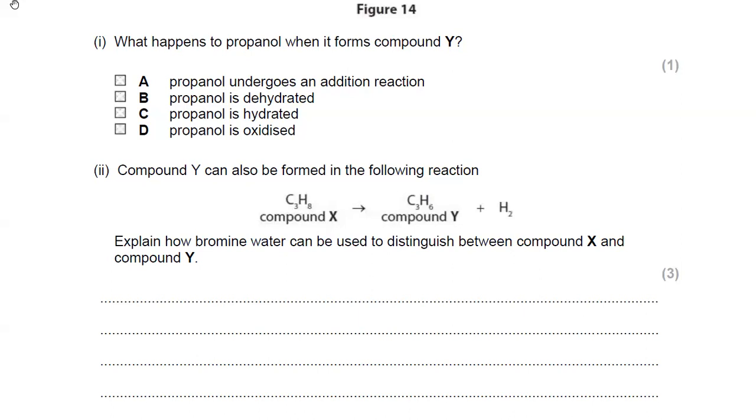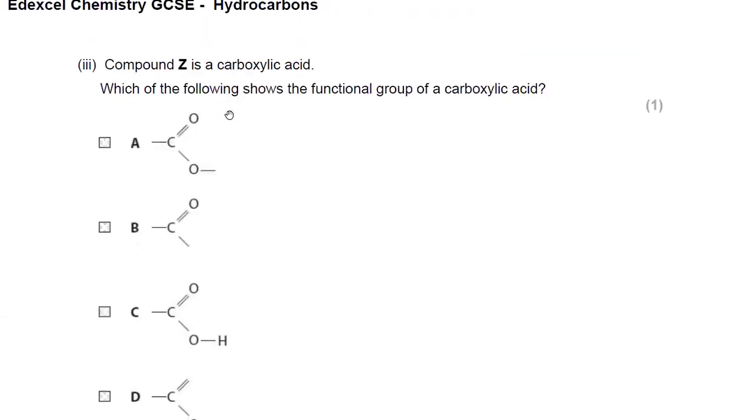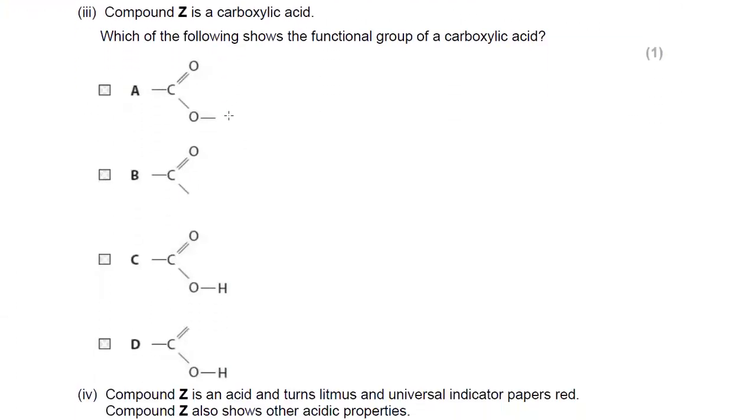Miss, in compound X, bromine water will not change color, it will stay orange. And in compound Y, it will change from orange to colorless because it's an alkene. Correct. Compound Z is a carboxylic acid. Which of the following shows the functional group of a carboxylic acid?